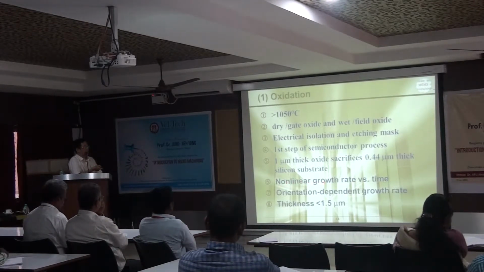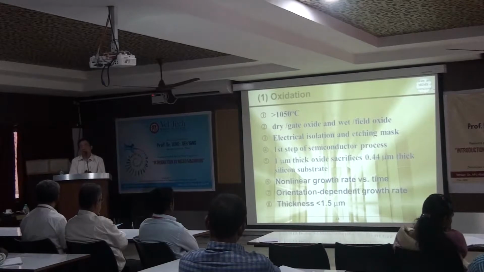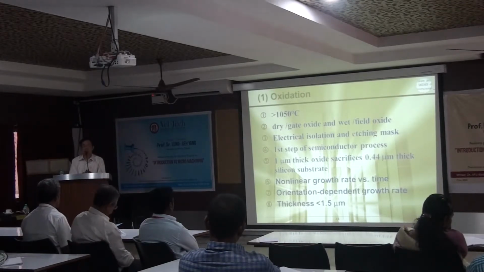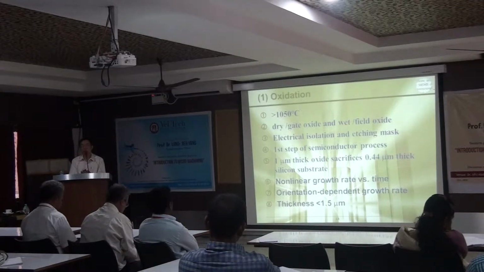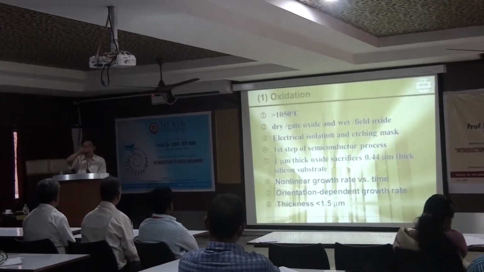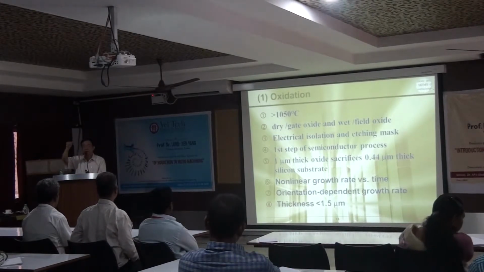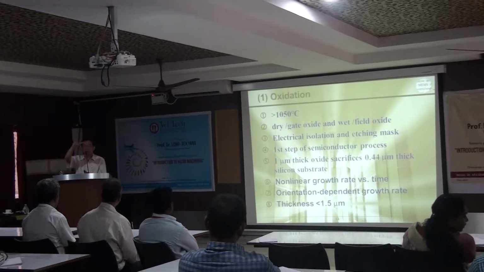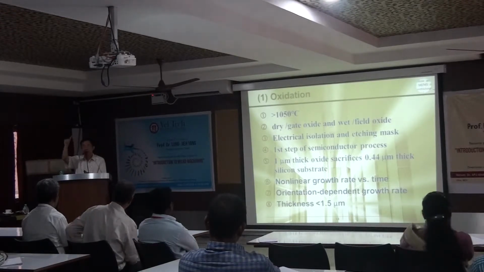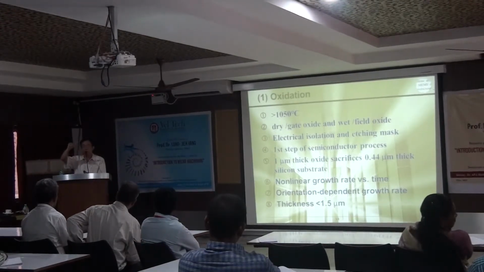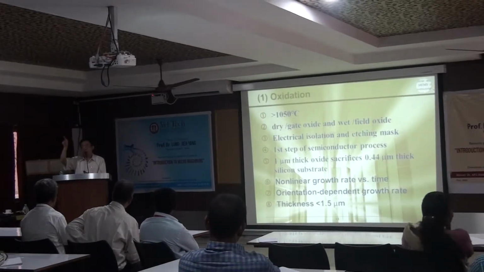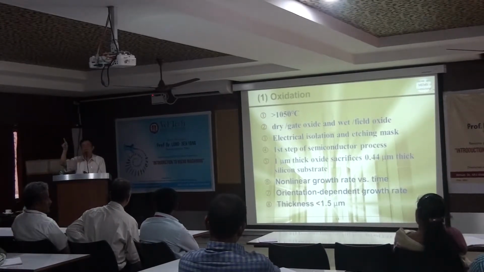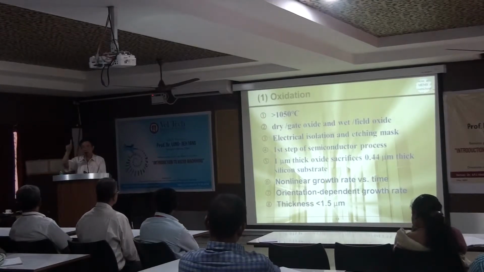Number 6, nonlinear growth rate versus time. It means that when you grow the oxide, you cannot say maybe 1 minute can grow 100 nanometers and so on. The growth depth versus time is not a linear relationship. At the first moment it's linear, and gradually it goes into a square root rule. Thickness tends to follow the square root of time. So it becomes nonlinear.